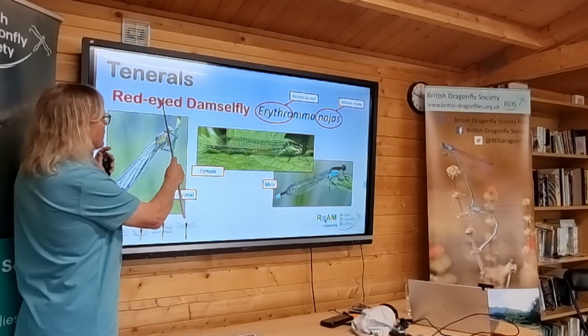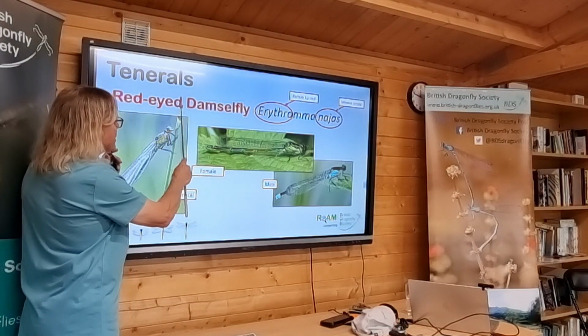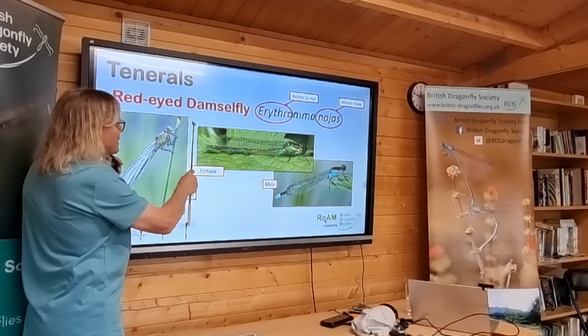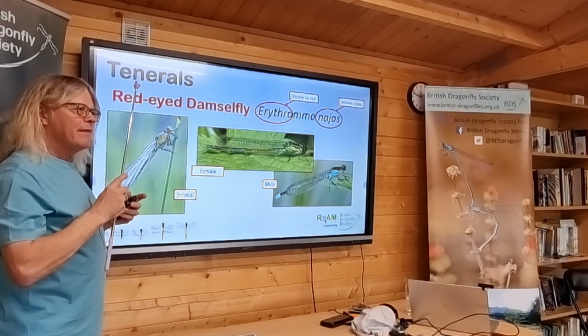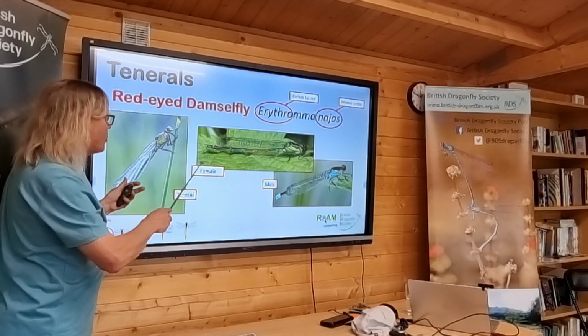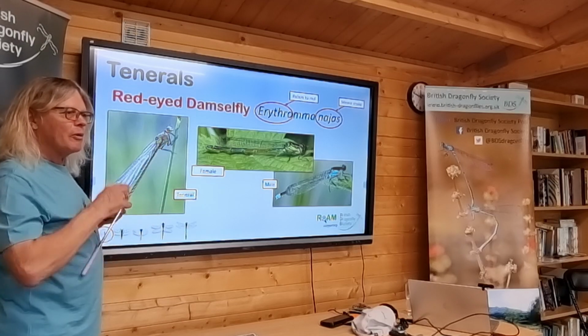Some of them just go like this, just a slight curve. Some of them are straight. Some of them curve and they've got a lump that comes down like that and out. Some of them have got a couple of lumps. But it's very diagnostic. That tells you exactly what the species is, whether it's teneral, female or male. You'll know exactly what it is if you know what the pronotum is.